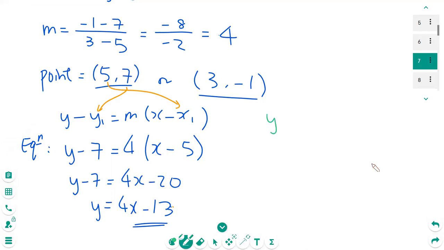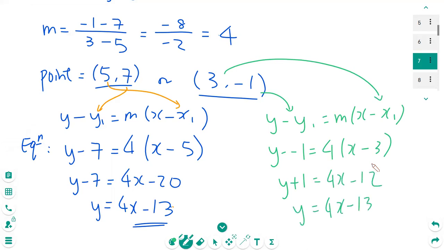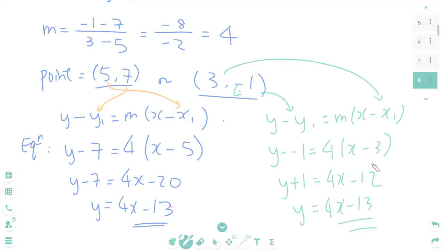point, (3, -1). That will work as well. So y minus y1 equals m times (x minus x1). That will work. So that's your y1, that's your x1. So y minus minus 1 equals 4 times (x minus 3). Minus minus makes a plus; expand the bracket and then subtract, and you get 4x minus 13. So you can see both answers work, right? But if you're using this coordinate, just be careful, minus minus makes a plus.